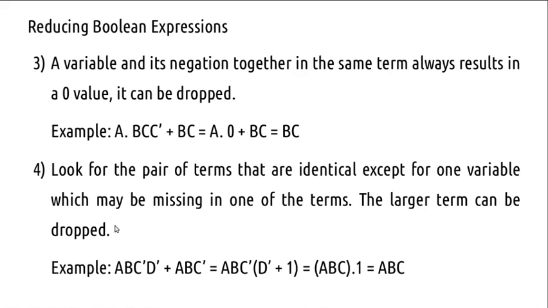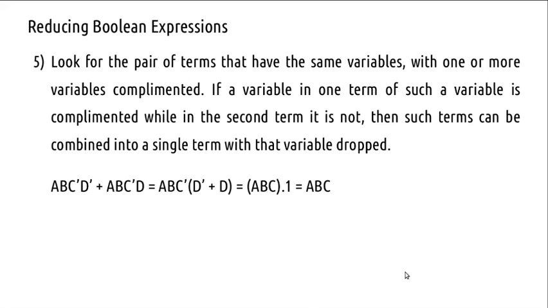Then there are terms which are identical except for one variable which may be missing in one of them. So these are identical, isn't it? A, B, C and A, B, C dash, where dash refers to complement. So you will just group that. D or D complement is 1, that is from set theory. So that is A, B, C and 1, and that is A, B, C.